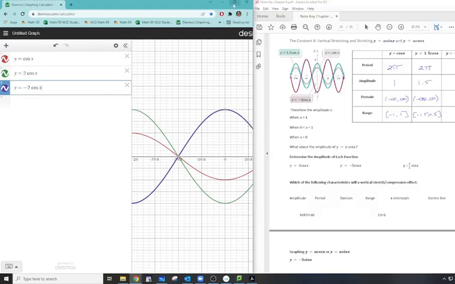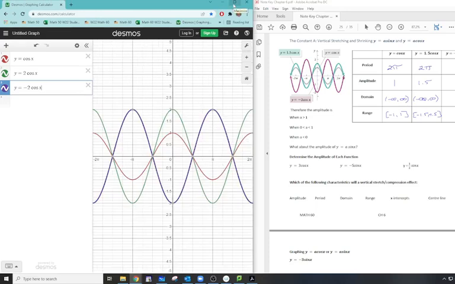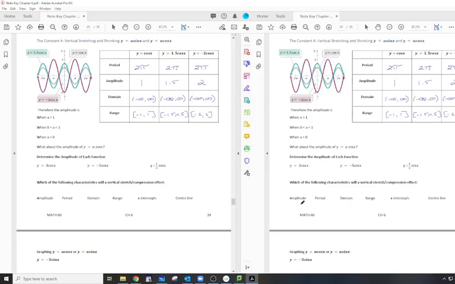Property-wise, if we look at it, okay, what is the period of my purple graph? Well, it's still 2 pi. What is the amplitude? Well, it goes up to 2 and down to negative 2, so the amplitude is 2. The domain is still negative infinity to infinity. That's not getting affected. And the range is now negative 2 to 2. Oh, sorry, that came out really wrong. Negative 2 to 2.